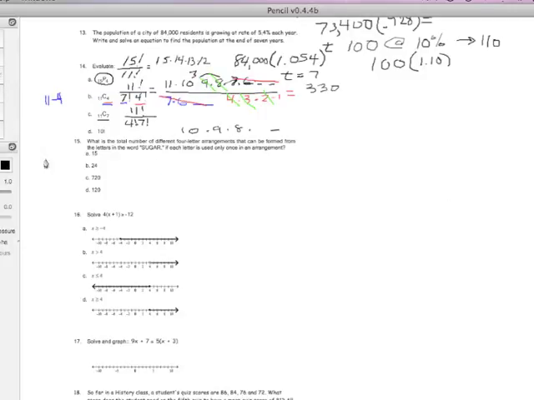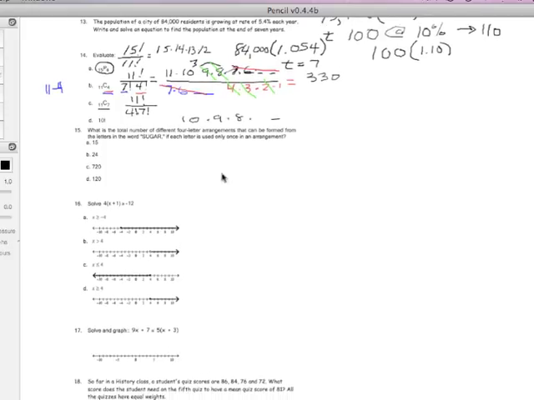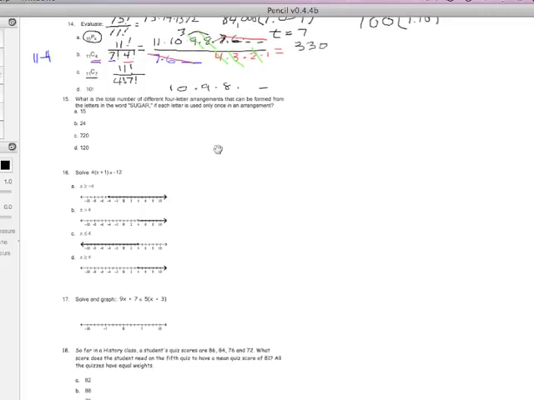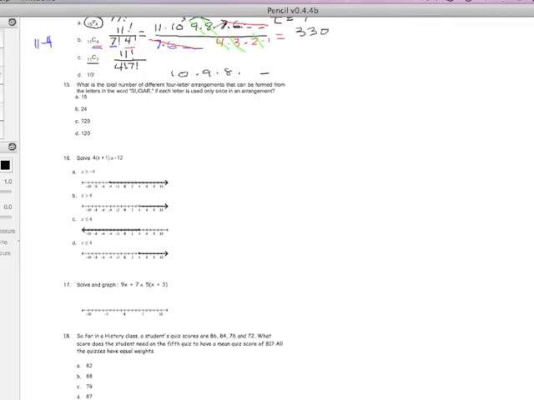So here we are, 15. What is the total number of different four-letter arrangements formed from the word sugar? Each letter can only be used once in an arrangement.